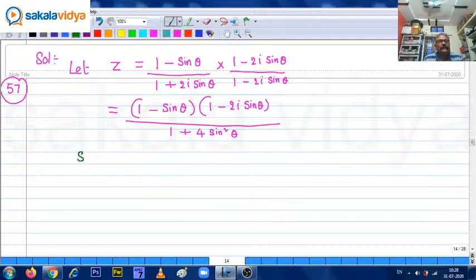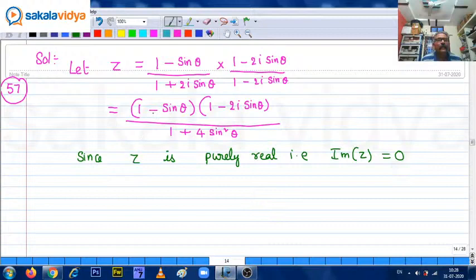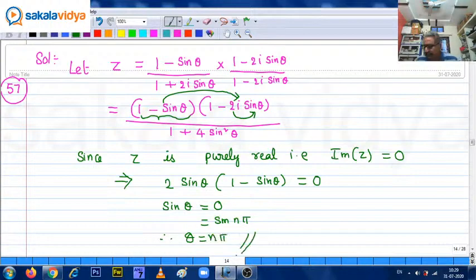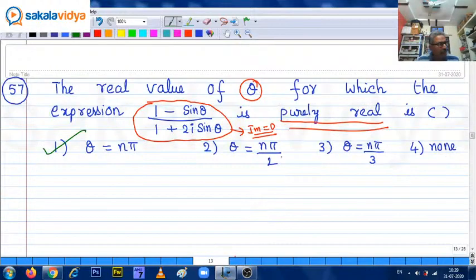Now, since z is purely real, the imaginary part of z must be equal to 0. What is the imaginary part? It is 1 minus sin theta multiplied by 2 sin theta. So 2 sin theta multiplied by 1 minus sin theta should be equal to 0, so we get sin theta equals 0. Sin theta equals 0 means theta equals n pi. Therefore theta equals n pi is the answer, so the first option is the right option.